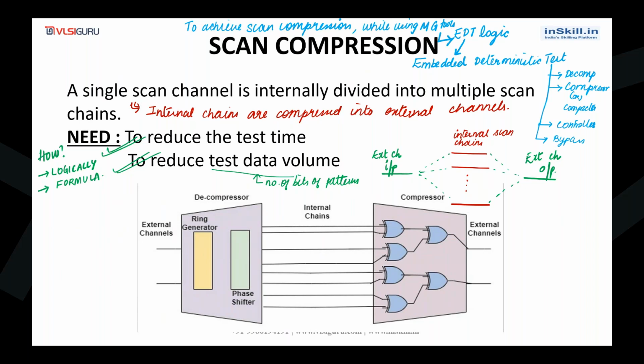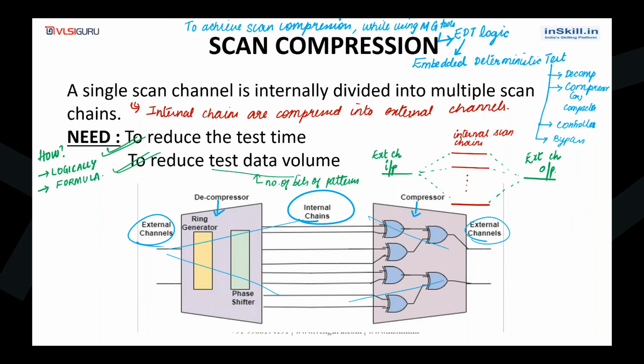So these are the 4 components of EDT logic. To achieve scan compression while using Mentor Graphics tools, you add a logic called EDT logic, which is embedded deterministic test. Inside it you have a decompressor, compressor or compactor, controller, and bypass logic. I just showed 2 components here, the decompressor and compressor. These are your internal chains and these are your external channels. The internal chains are compressed into the external channels.